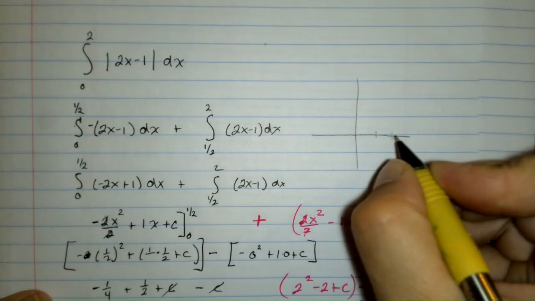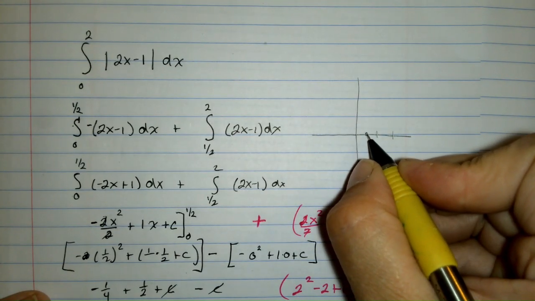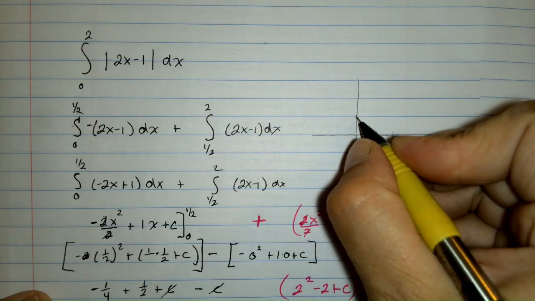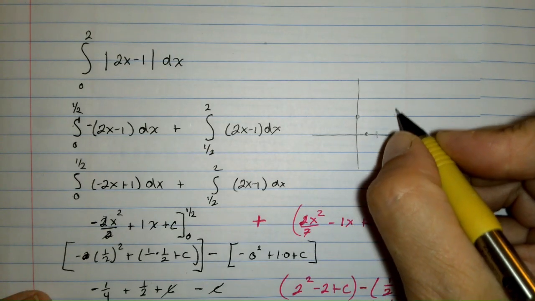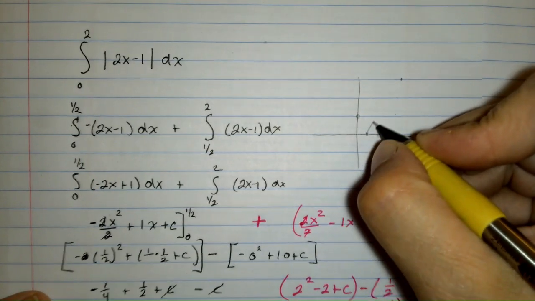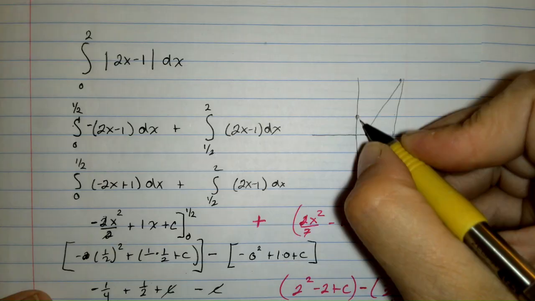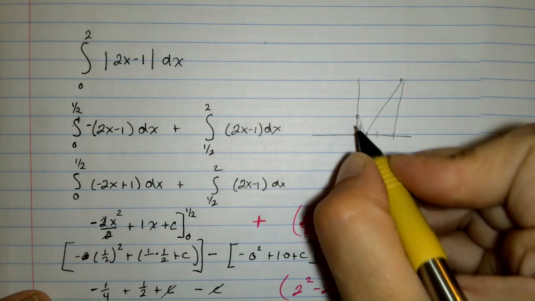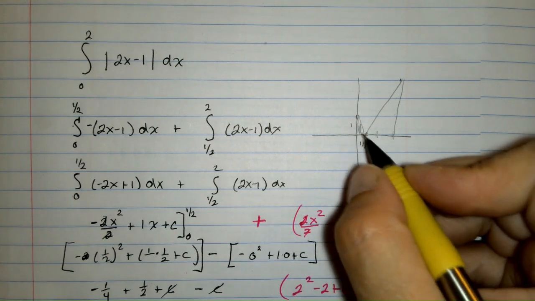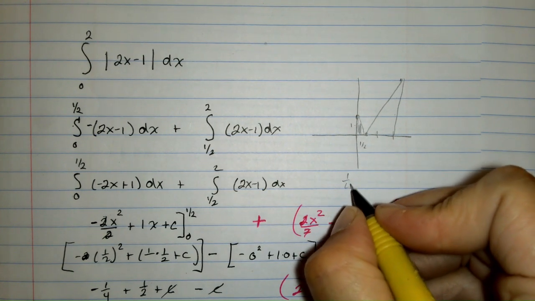So 1, 2. At 1/2, it's at 0. At 0, it's at 1. And at 2, it's at 3. So if we think about it geometrically, we've got this triangle. It's a base of 1/2 and a height of 1. So base times height divided by 2 is 1/4.